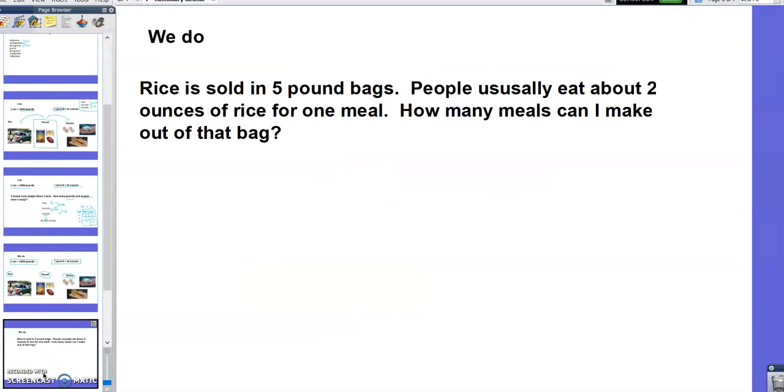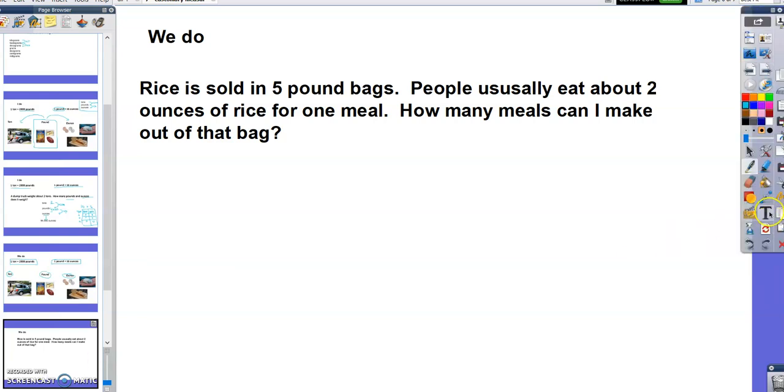All right, rice is sold in 5-pound bags. People usually eat about 2 ounces of rice for 1 meal. How many meals can I make out of that bag? Oof, this is going to be a multi-step problem. You can tell this isn't just a simple convert the rice to ounces or anything like that. There's a little bit more to this that we're going to have to do.